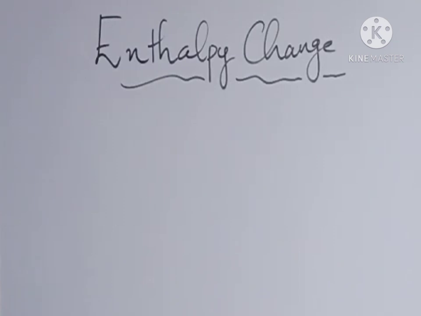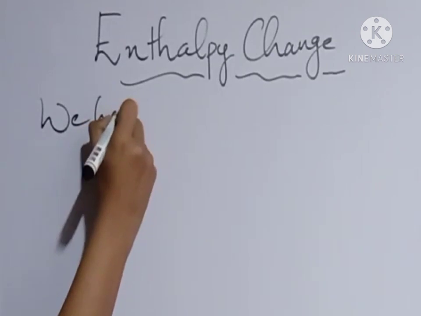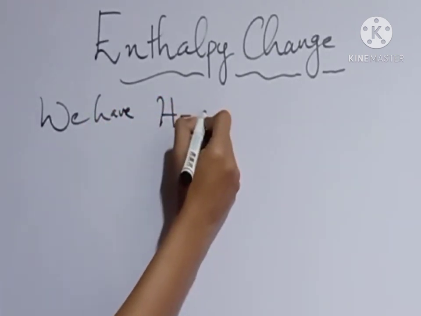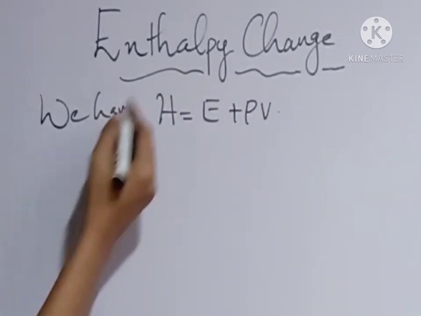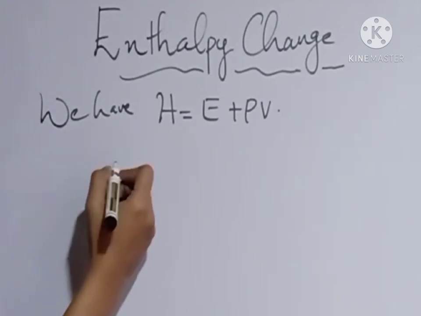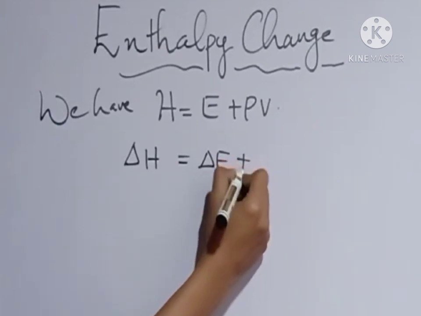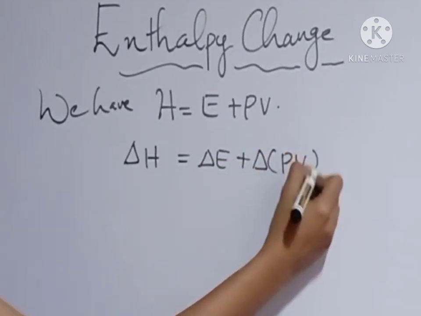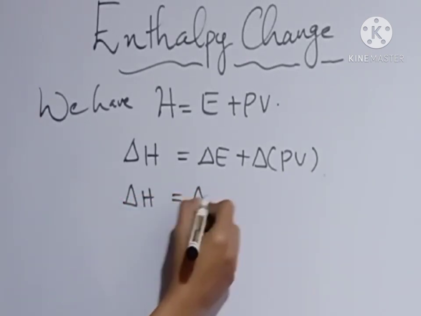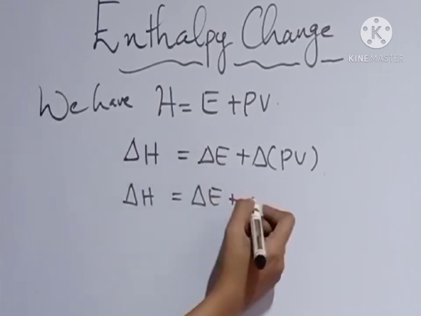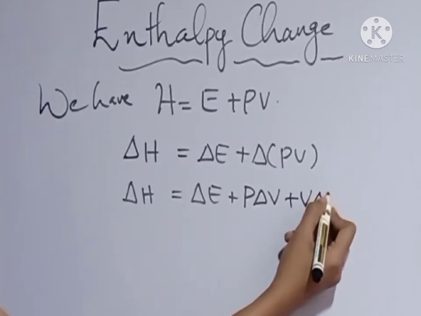Now let us find out the enthalpy change of a system. Now we have H equal to E plus PV. Here we are going to find out the enthalpy change. So delta H equal to delta E plus delta P into V. So delta H equal to delta E plus P delta V plus V delta P.